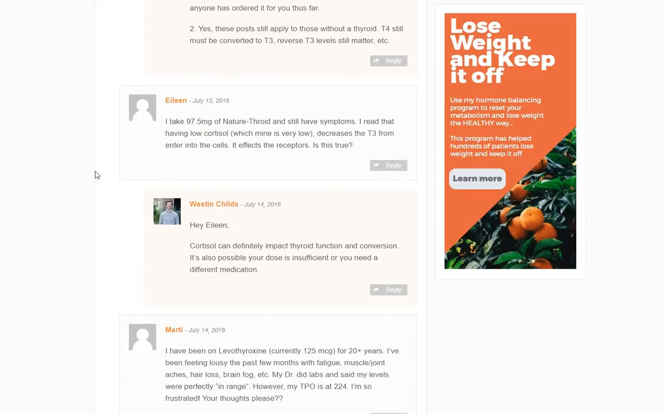Okay, I take 97.5 milligrams of Naturethroid. This is from Eileen. And I still have symptoms. I read that having low cortisol, which mine is very low, decreases T3 from entering into the cells. It affects the receptors. Is this true?